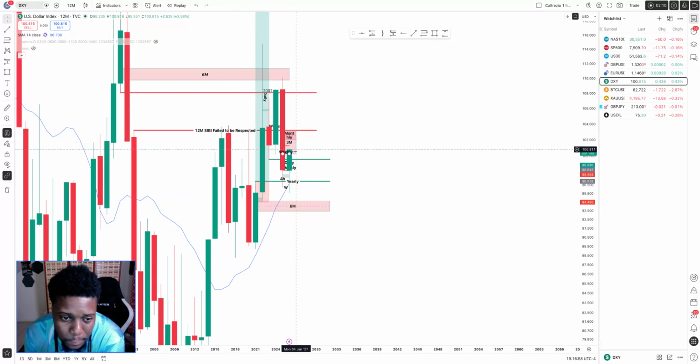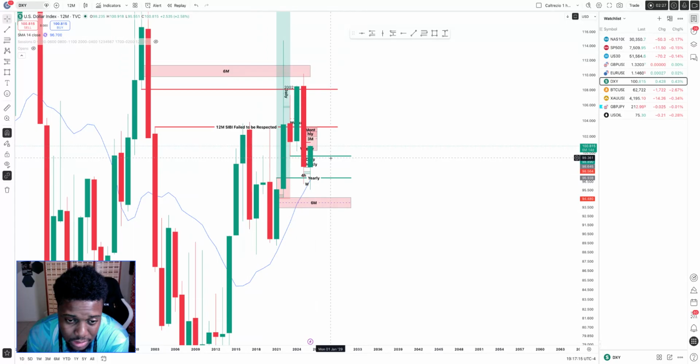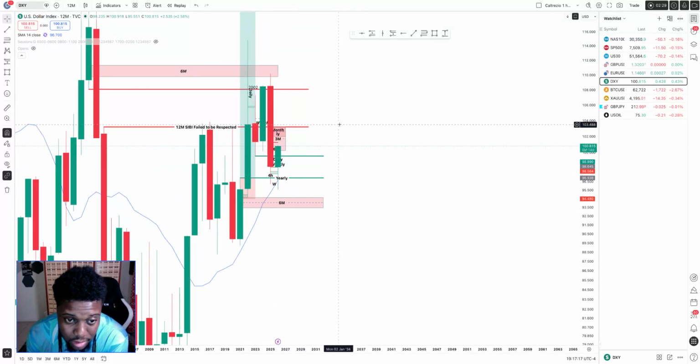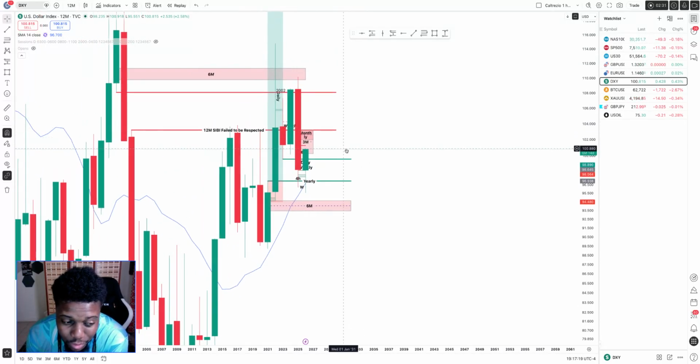And what that started was a move then in 2025 for us to drop down inside this yearly fair value gap, which is in alignment with my 14 SMA, my moving average, which seems to be very accurate on the higher time frames, though it's a simple moving average.